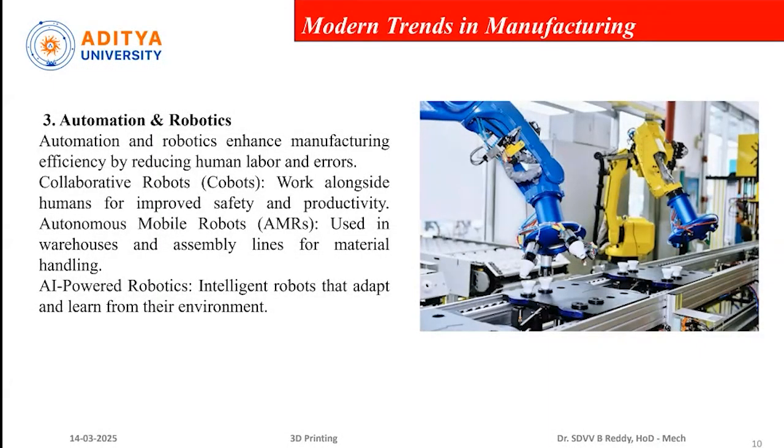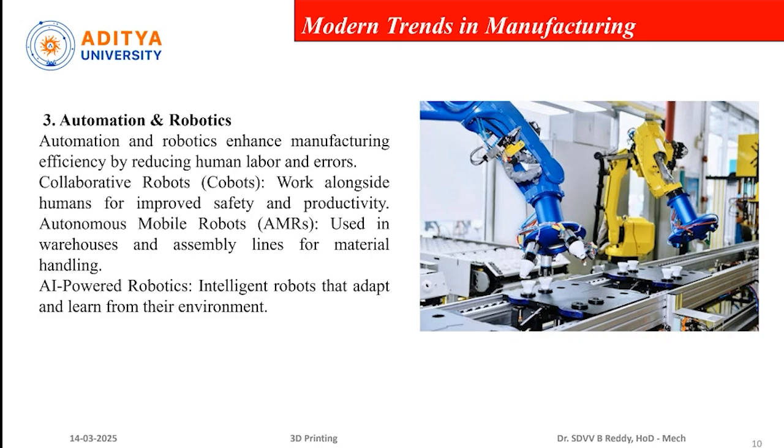Now you can see the third one, which is automation and robotics. Nowadays everything is automation. Automation and robotics enhance manufacturing efficiency by reducing human labor and errors. Suppose in the job we are doing in manufacturing, if it is automated, definitely the errors will be reduced. If it is a human, some errors will be there, definitely. But accordingly, when automation is going on, the error percentage will be reduced.